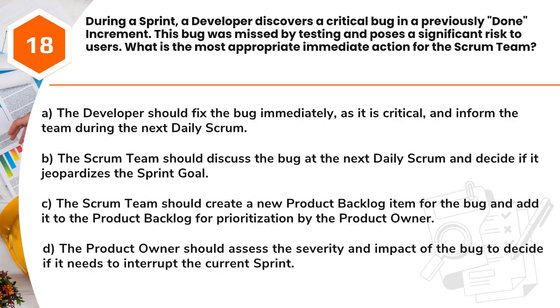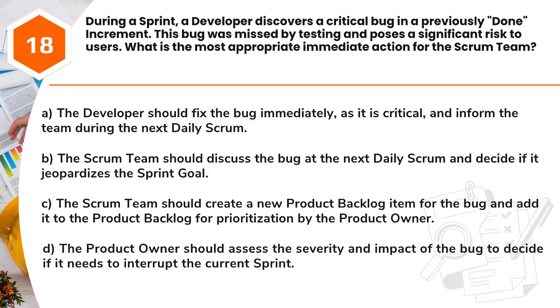Question 18. During a sprint, a developer discovers a critical bug in a previously done increment. This bug was missed by testing and poses a significant risk to users. What is the most appropriate immediate action for the Scrum team?